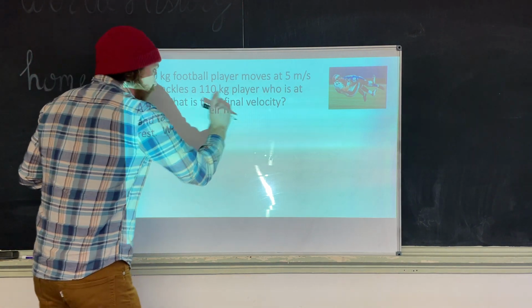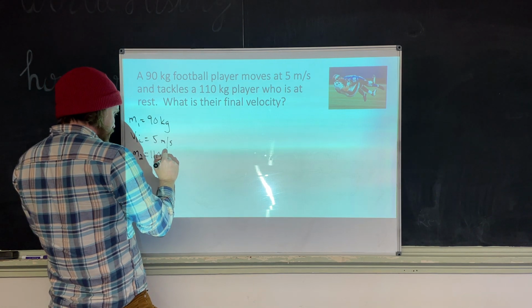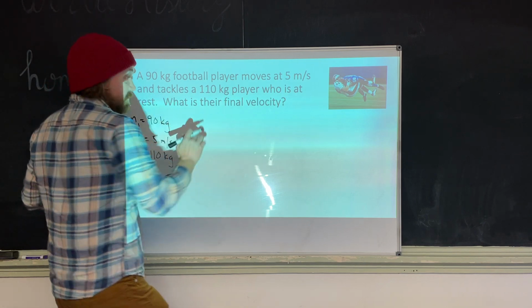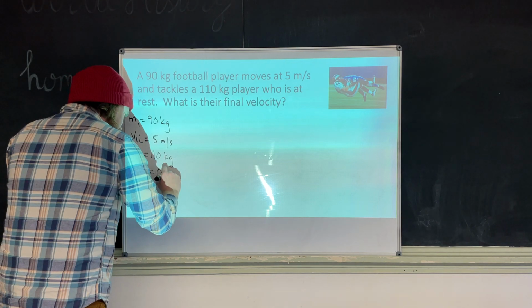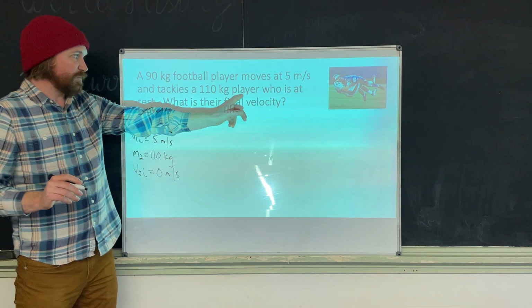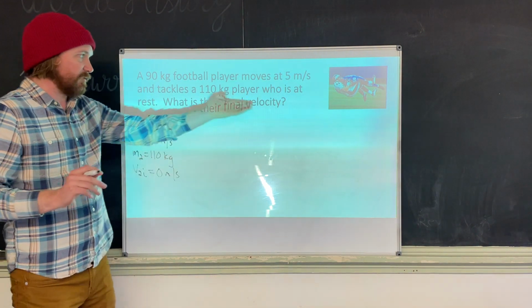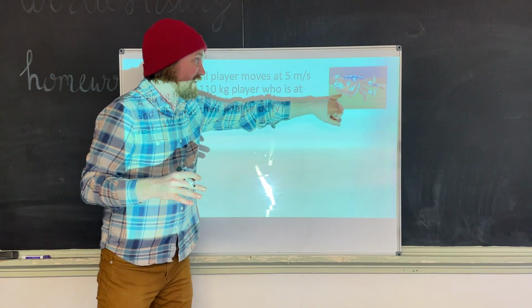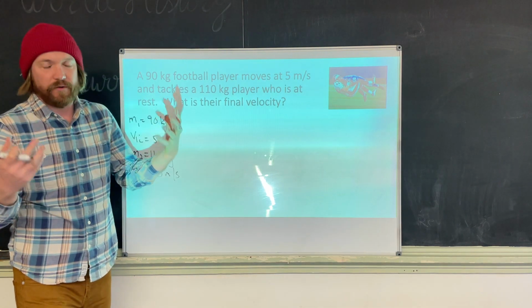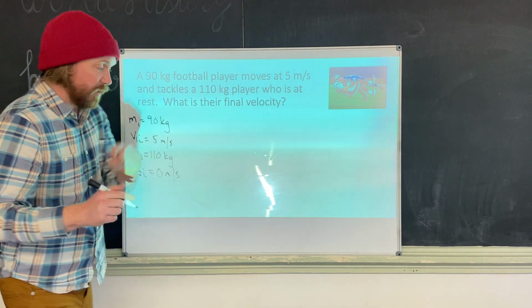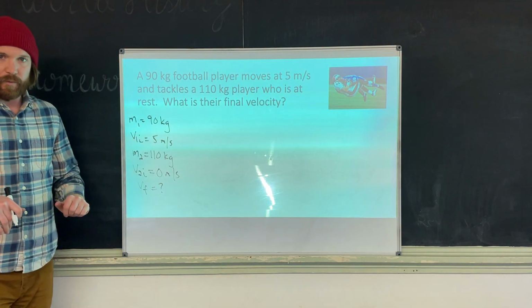This football player tackles a 110 kilogram football player. So that's M2 equals 110 kilograms, who is at rest, meaning that the initial velocity, V2I, is equal to 0 meters per second. This player is at rest, so they are not moving. What is their final velocity? Now, I don't like to write too much here because it gets smushed, but obviously they stick together, right? They're tackling, they're holding on to each other. So even though they're not combined forever, they're holding on to each other. So we're going to consider them one mass, meaning they're going to have one final velocity. And that's what we're looking for.